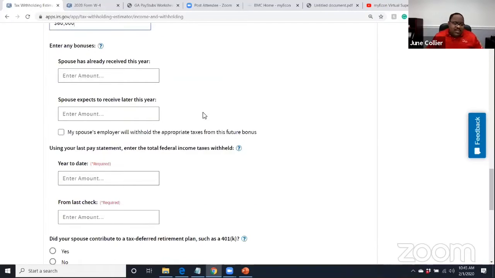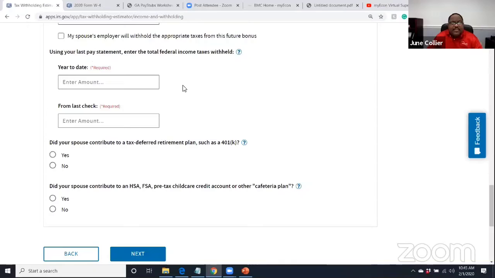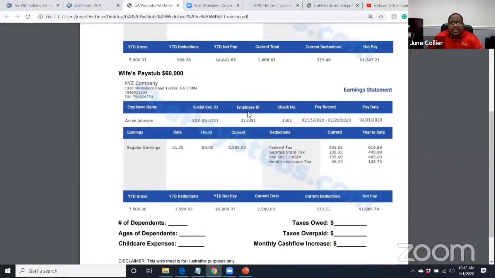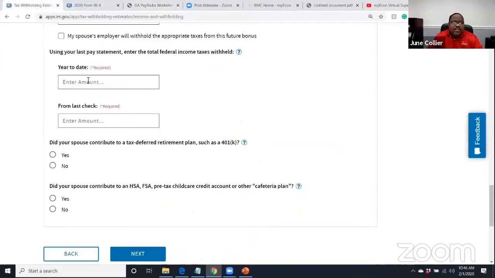Enter any bonuses. Again, she has a good job, but not a great job. And so there are no bonuses that she has received or expects to receive. So we'll leave that box blank. Using your last pay statement, enter the total federal income taxes withheld year to date. So let's go back to the pay stub and look at total taxes for the wife year to date. If we look at year to date, she has already paid $616.89 in taxes. So that's $617.